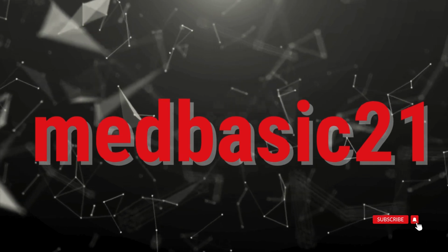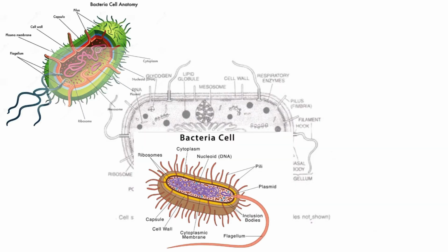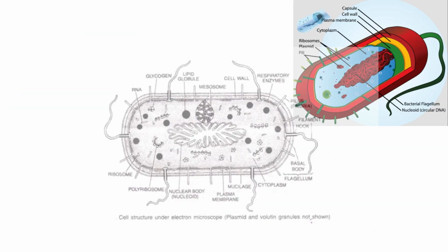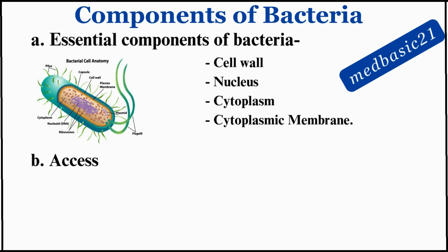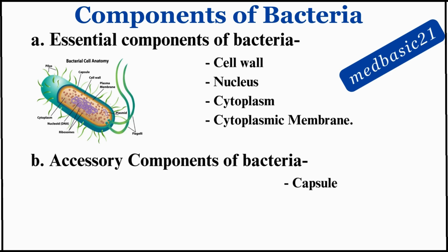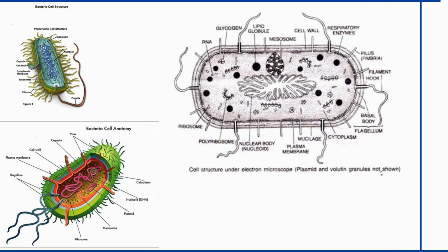MedBasic21. Now discussion about the components of bacteria. Essential components of bacteria: cell wall, nucleus, cytoplasm and cytoplasmic membrane. Accessory components of bacteria: capsule, flagella, fimbria and spore. Bacterium in figure.